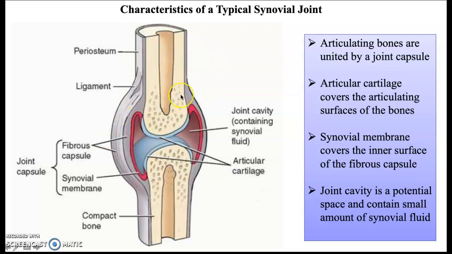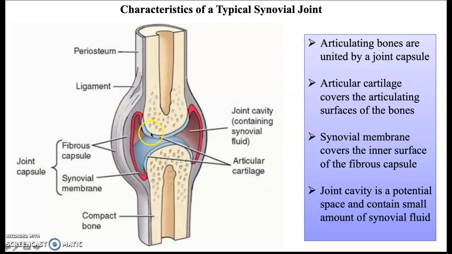Synovial joints are the joints where two opposing bones, see, this is one bone and this is another bone, are joined together by a joint capsule. When two opposing bones are joined by a joint capsule, those types of joints are called synovial joints. Now, synovial joints have some typical features. One of them is that the articulating bones are united by a joint capsule.